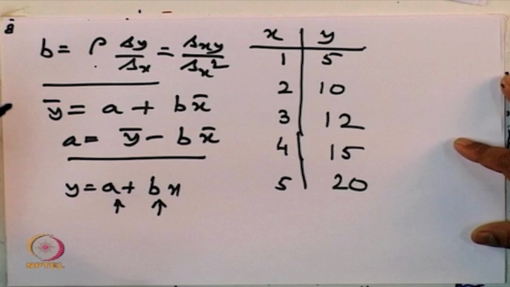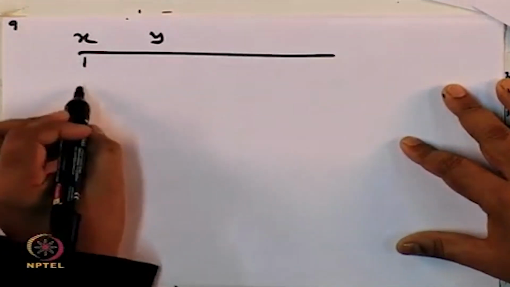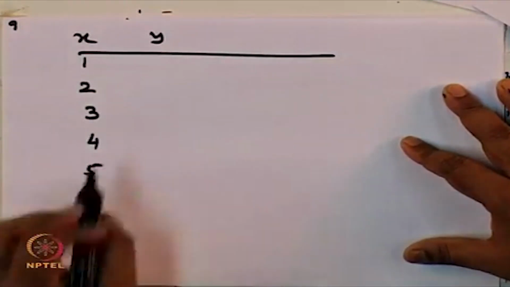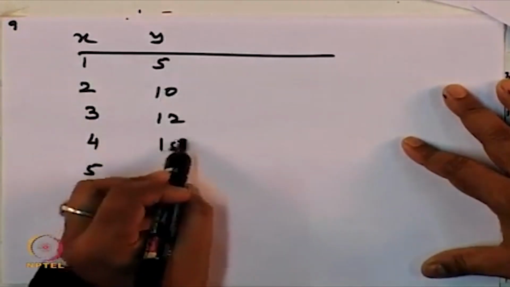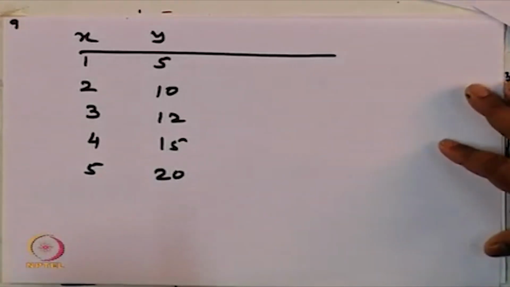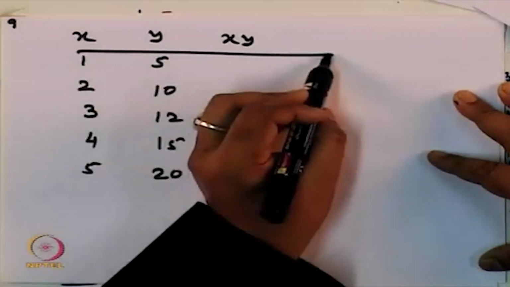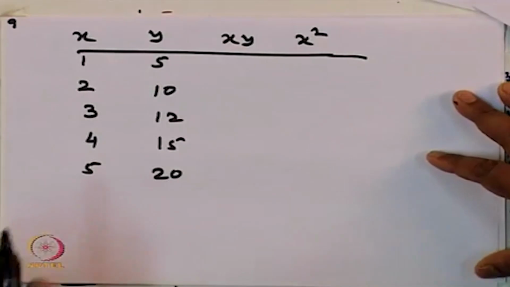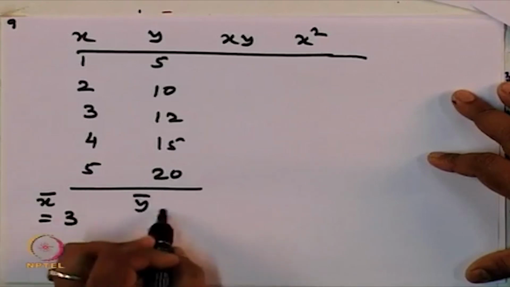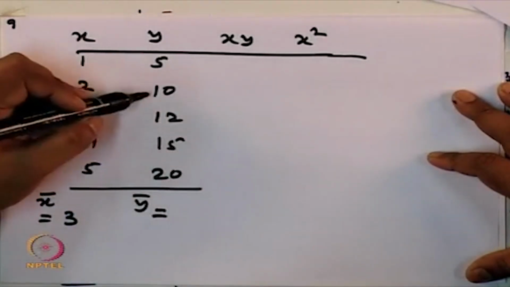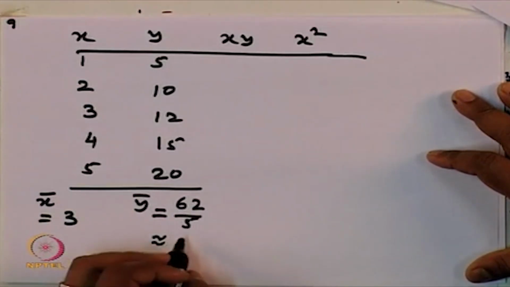So, I will write down these values again. So, I have x, I have y: x is 1, 2, 3, 4, 5 and y is 5, 10, 12, 15, 20. For calculating s x y, I need x y, and I also need x square. So, my x bar is equal to 3, y bar is equal to 62 by 5, which is exactly 12.4.